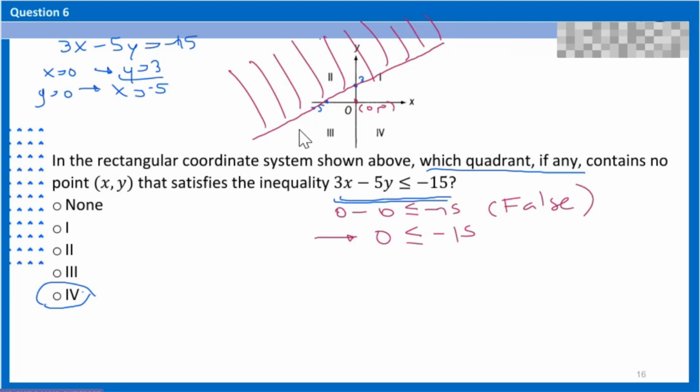So now that we see here, we interpret the question, which quadrant doesn't contain any points that satisfy this inequality? You see the first quadrant contains points in the semiplane, shaded, right? The second as well. The third also contains points in that semiplane. The only one quadrant that doesn't touch the semiplane at all is the fourth. That's why. Okay?